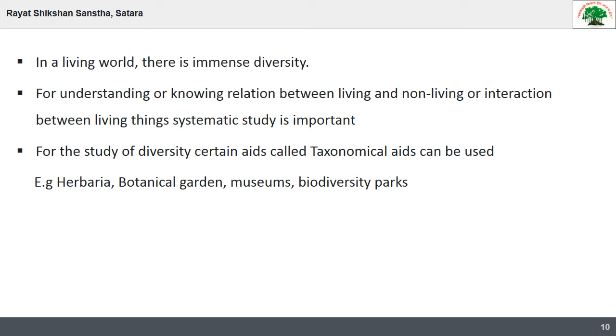Then museums and then biodiversity parks, means actually these are taxonomical aids, and these taxonomical aids are very important for studying biodiversity.